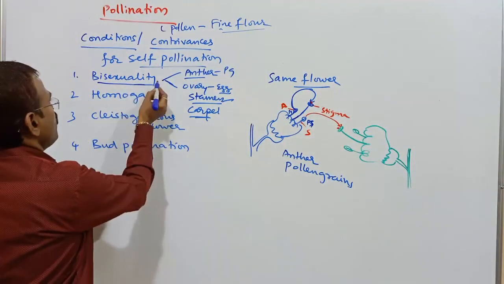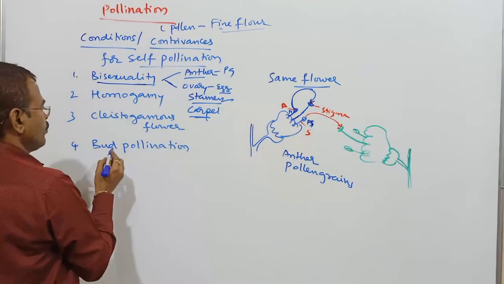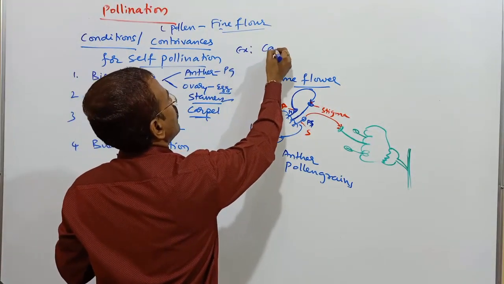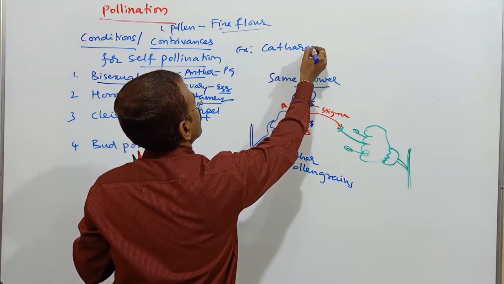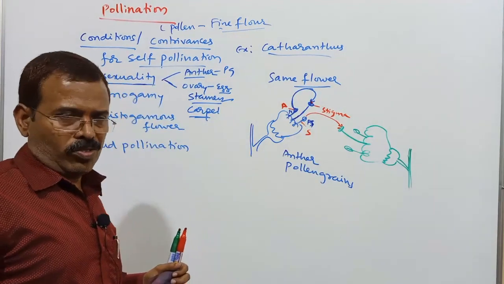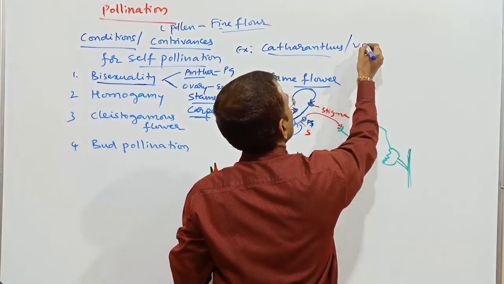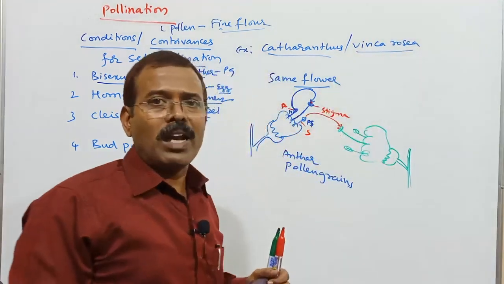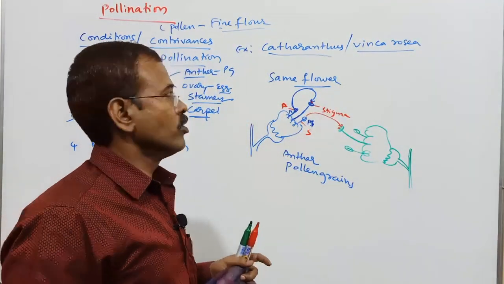An example for bisexuality is Catharanthus roseus, that is Vinca rosea, what we call Sada Mallige, Sada Bahar.